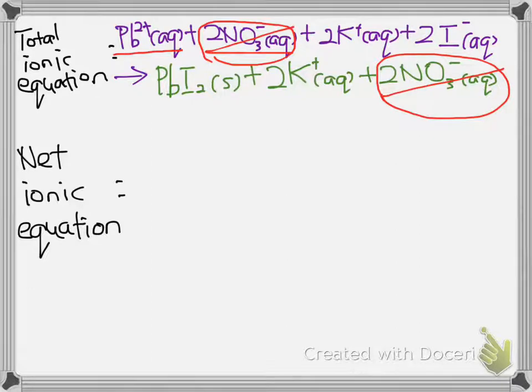Next, let's look at potassium. Now, K+ appears in the reactants. It also appears in the products. Therefore, there is no change to the potassium ions. It can be cancelled out.